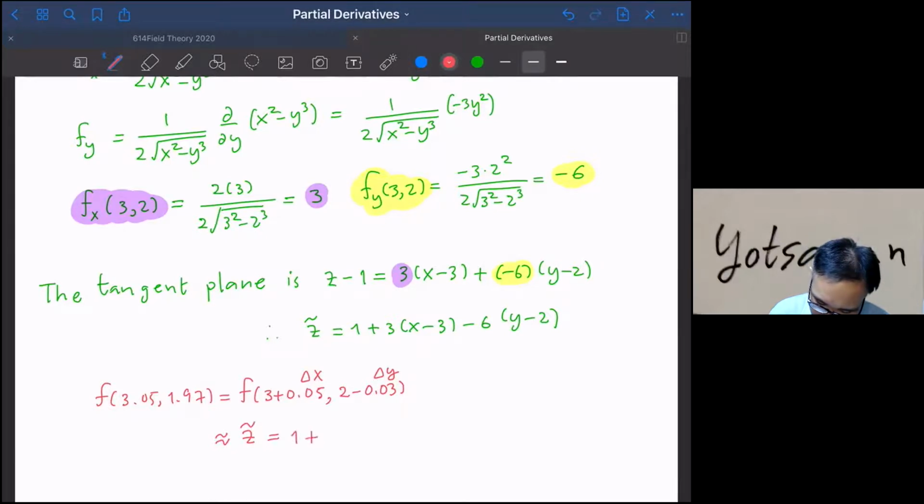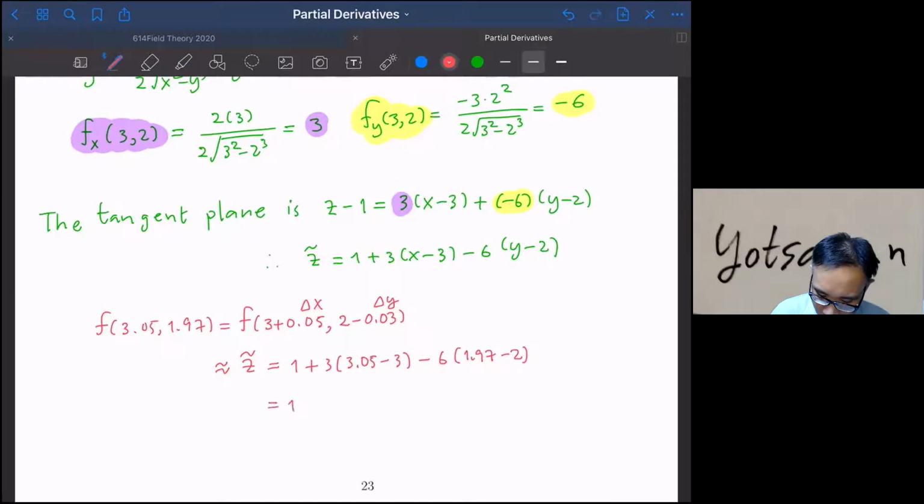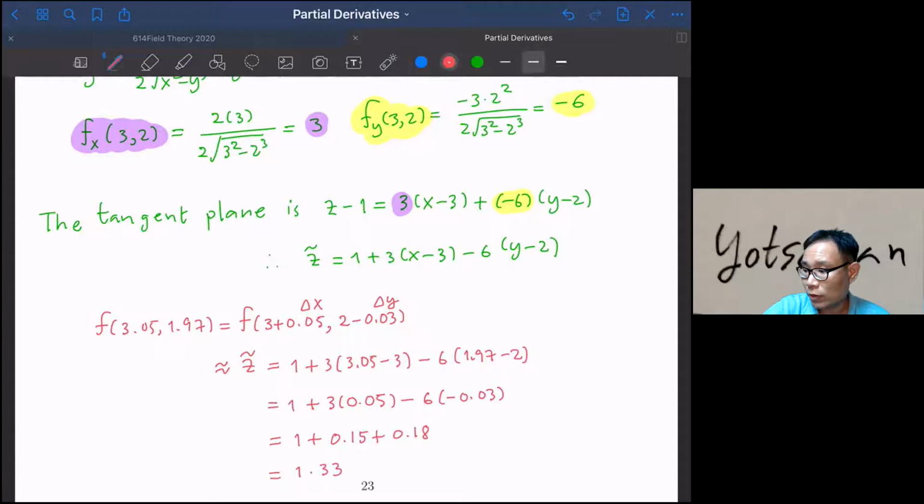So it's going to be 1 plus 3 times (3.05 minus 3) minus 6 times (1.97 minus 2). And this will be just 1 plus 3 times 0.05 minus 6 times, and this one will be 0.03. So it's going to be 1 plus 0.15, okay? And I forgot the negative sign, so with the 0.03 it's going to be plus 0.18, so it's going to be 1.33, okay? 1.33 will be the approximation that we are looking for.